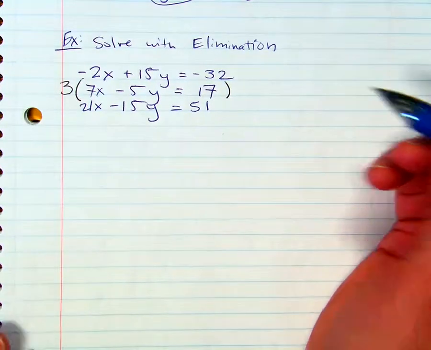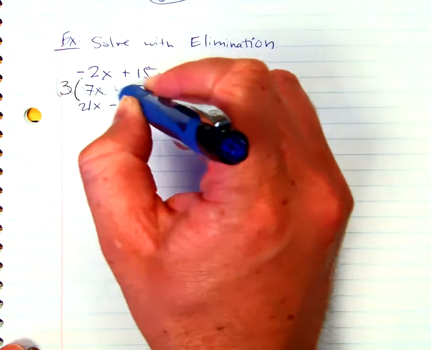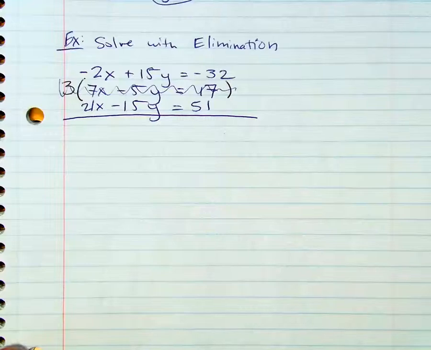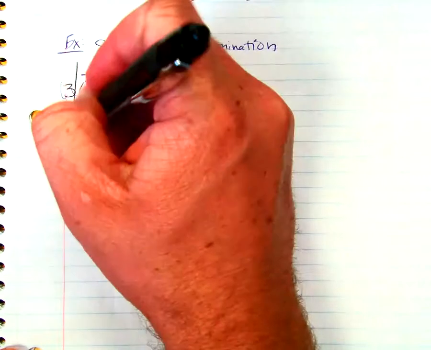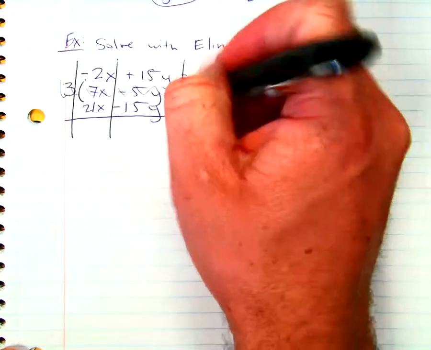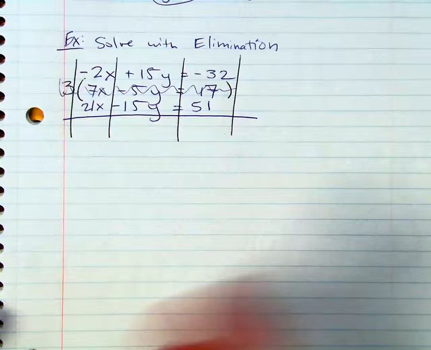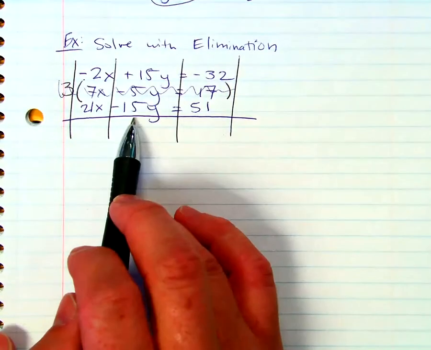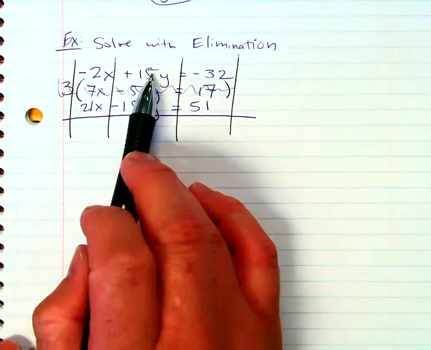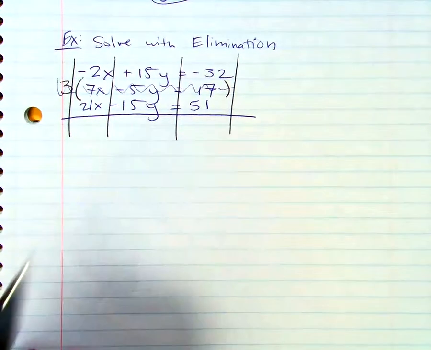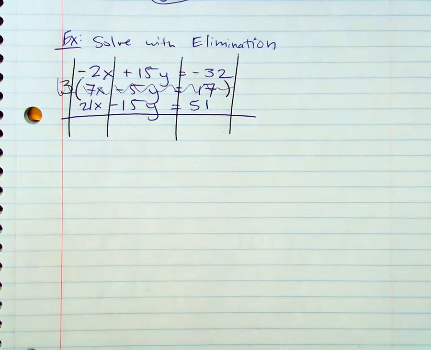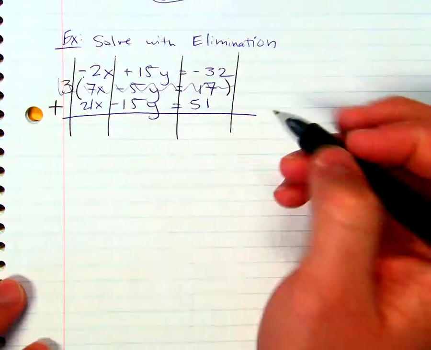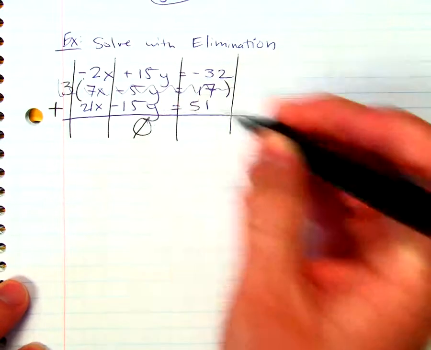That means I don't need this equation in the middle anymore, and I'm going to do elimination with what I've just created. So there are my x's, there are my y's, and there are my constants. The y's match, 15 and 15. But this is a positive 15, this is a negative 15. They are opposites. Should I add them or subtract them? Add them. By adding opposites, I end up with 0.